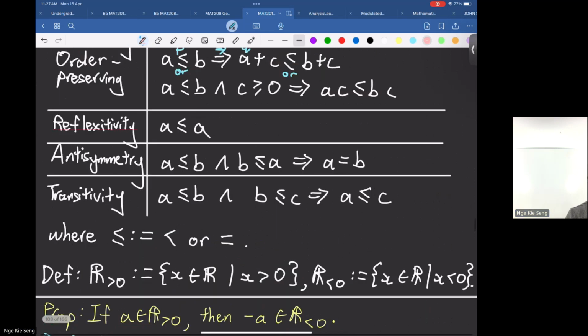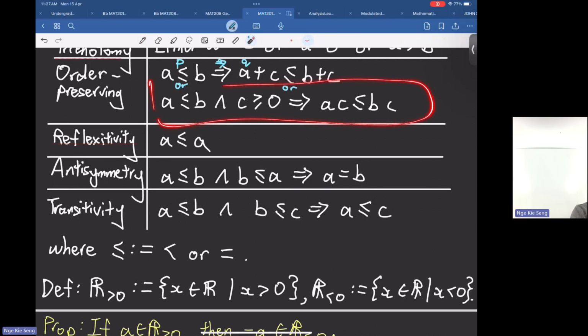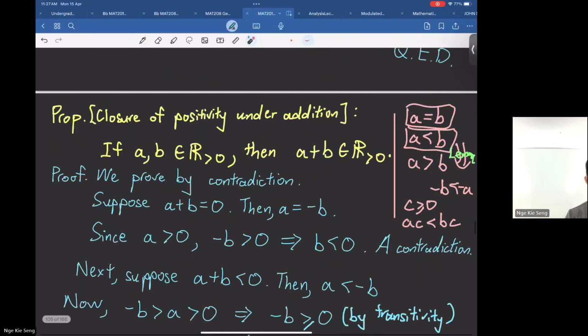Wait, this one is the order preserving property, right? Okay, sure. And then find when A is not equal to 0, you can find BC is bigger than 0. And use these two lemmas, you can find A squared is always bigger than 0, whatever A is. And then when A squared is bigger, I want to prove A plus B is greater than 0, right? Yeah, but well, later.